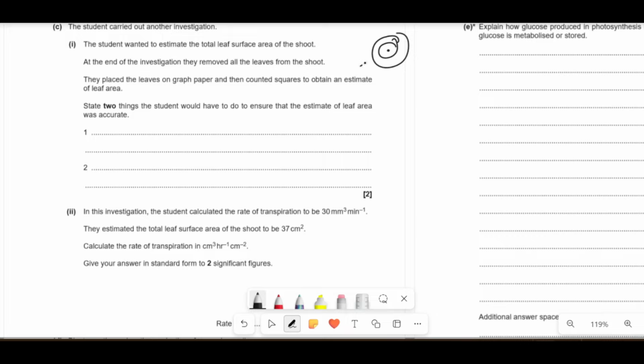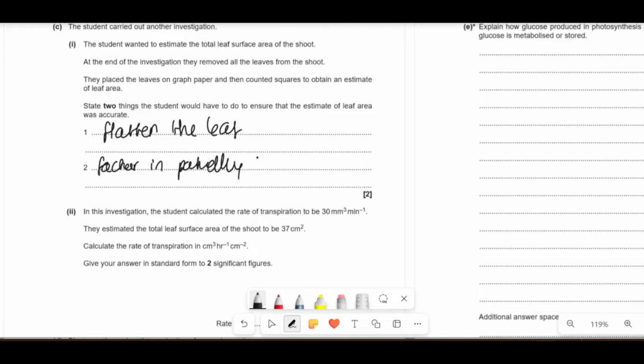So in this case, they want to see how you can get to the closest value to the real one. They're measuring the surface area of a leaf. How can we make sure that this is the true surface area of the leaf? If you put a leaf on paper, it's probably not going to be flat, so flatten it is one of them. Or what else? You remember that some of the squares are going to be partially covered. So, factor in partially counted squares.